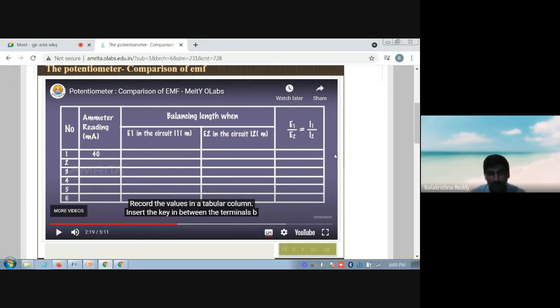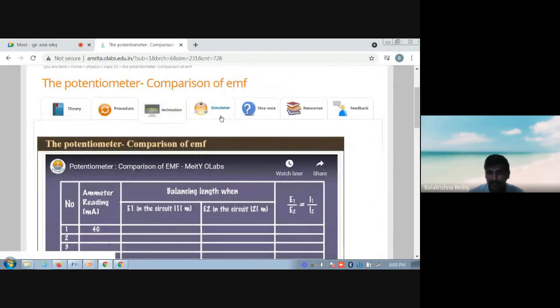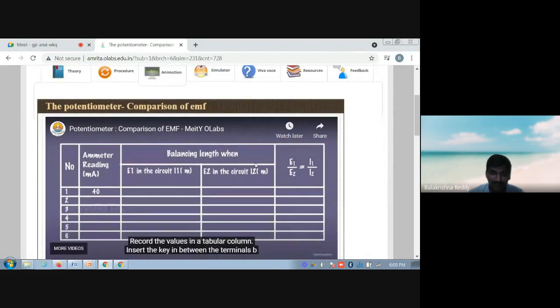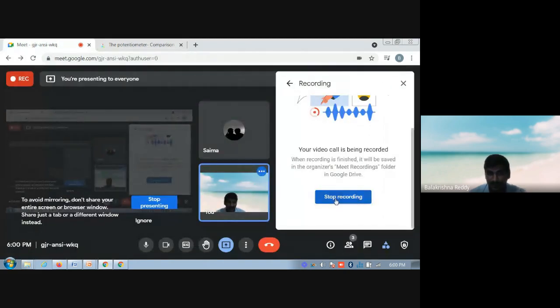Okay, so this is the way we will do the experiment. If you want, you can check OLabs. You will get all the experiments, and some of the simulations are also available. This is so helpful for us.